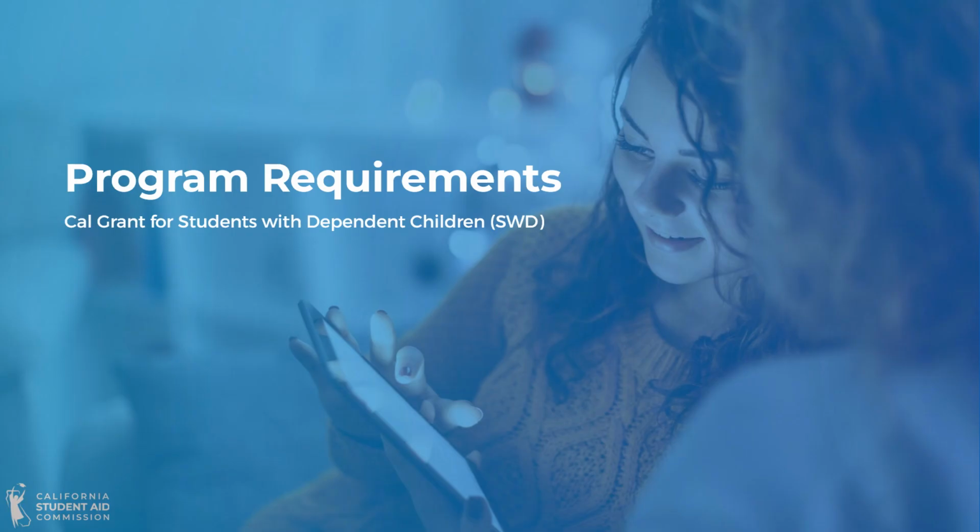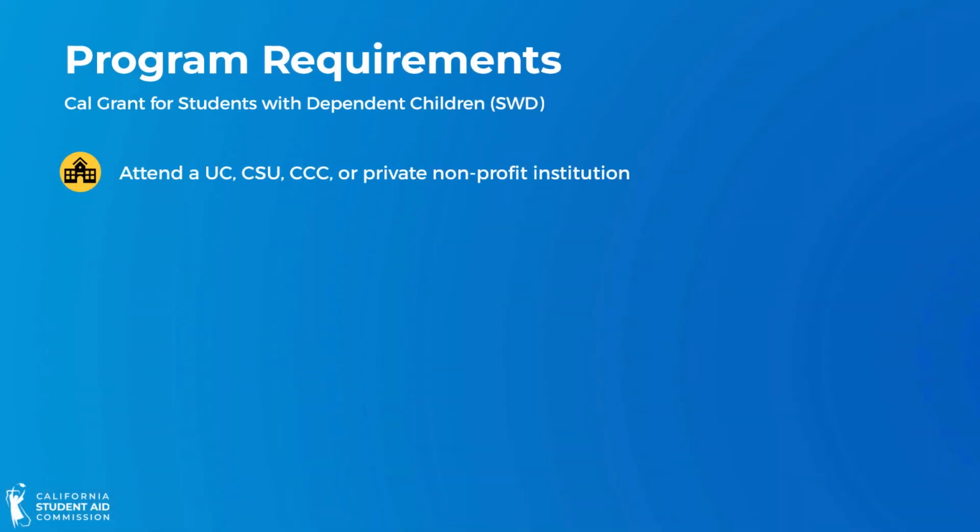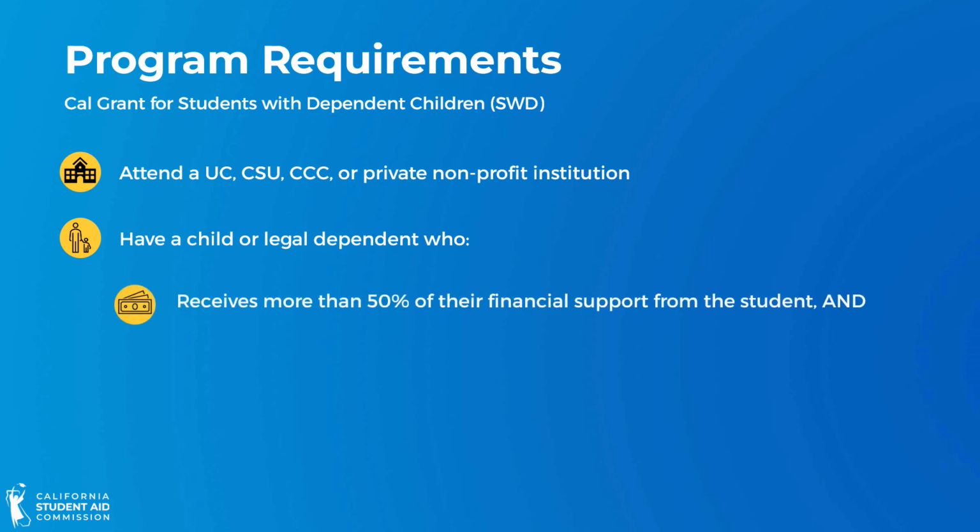Next, we'll take a look at specific program requirements for SWD. The student must be attending a UC, CSU, community college, or a private nonprofit institution to receive this award. The student must have a child or legal dependent who receives more than half their financial support from the student. If both parents are Cal Grant eligible students, they may both receive an SWD Access Award as long as they meet all other Cal Grant requirements.